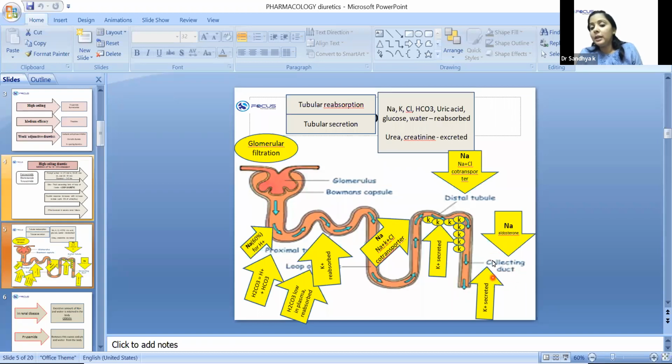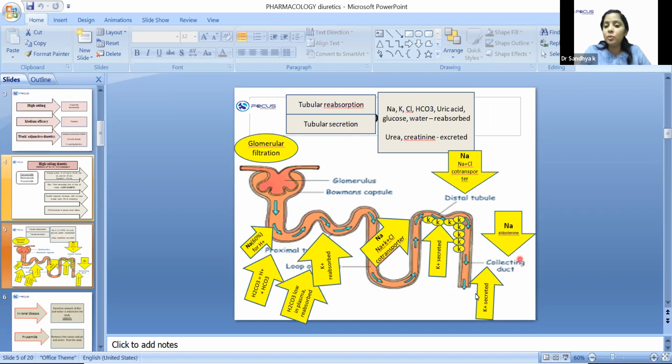Now let's see what's happening at the collecting duct. Normally at the collecting duct, nothing will happen. But if there is aldosterone present in the body, this aldosterone will promote the absorption of sodium, and in exchange, it will remove potassium from the body.